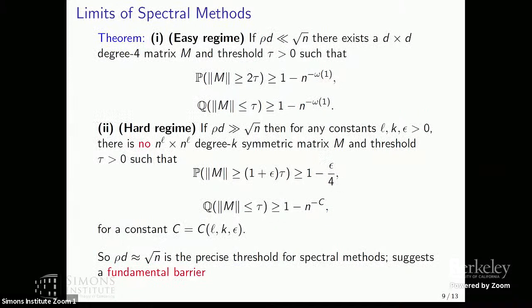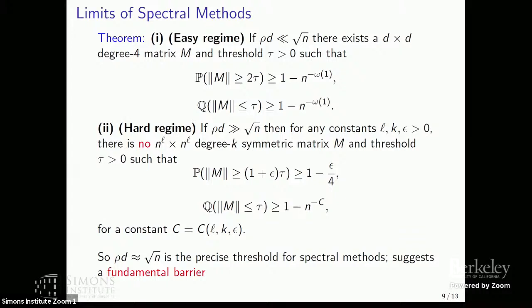Okay, here's a bit of a more formal statement of this if you're feeling ambitious. But essentially this is saying in the easy regime, there is some matrix where you can threshold the spectral norm in order to tell these two distributions apart with very high probability. Right, spectral norm is above twice something in one case and below just 1 times something in the other case. Whereas in the hard regime, for any poly-size spectral method, and no matter what threshold you try to pick, you're not going to be able to separate the two cases even by a 1 plus epsilon versus 1 ratio.